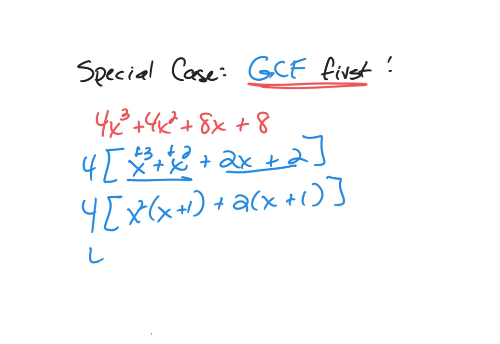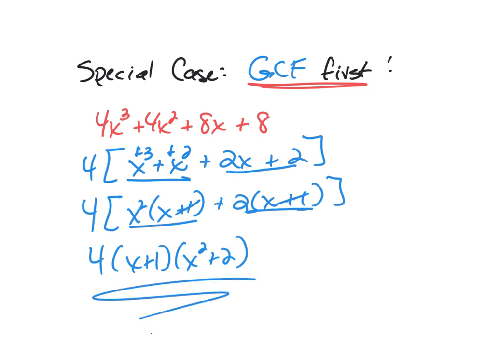All right, now, finish it up. I'm looking at that term and that term. What do they have in common? They have an x plus 1 in common. And if you pull out the x plus 1, what do they have? They have an x squared and a plus 2. Factor by grouping. However, look for GCF first every stinking time.